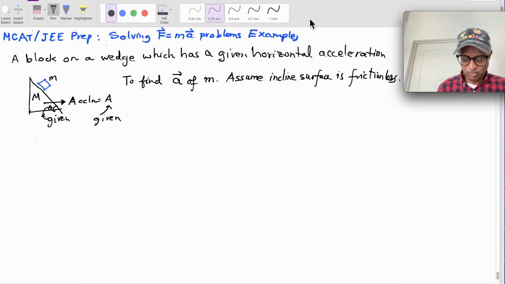Welcome to another problem session for preparing for JEE and MCAT. We're doing some slightly harder problems, and they show up every now and then, and it's kind of a trick.